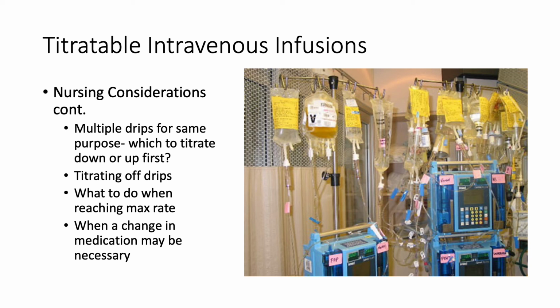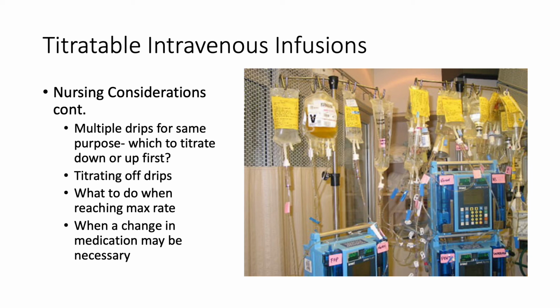In this case, the nurse needs to consider which medication should be titrated up first, and as the patient improves, which medications should be titrated down or even off first. It can be helpful to have these discussions with the healthcare team and consider potential side effects of certain medications when determining which drips to titrate. In the case that a drip is titrated off, it's important to keep the healthcare team informed.